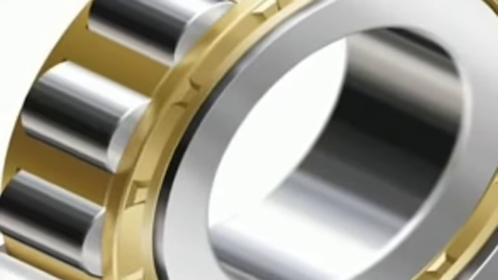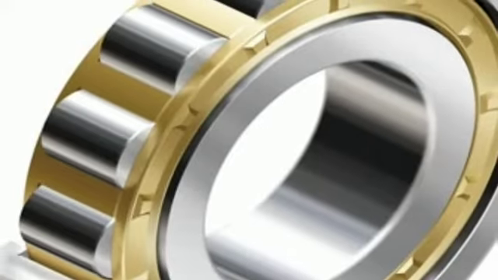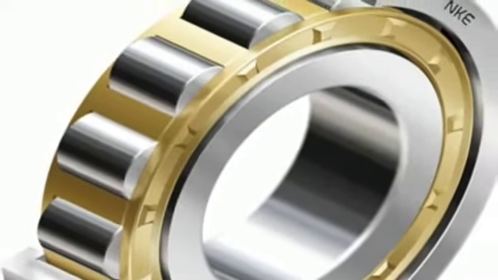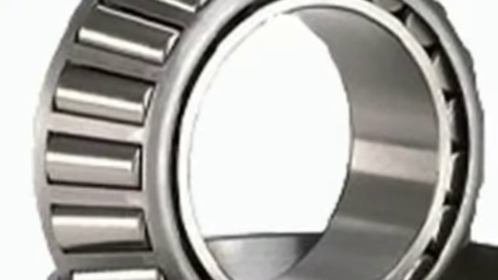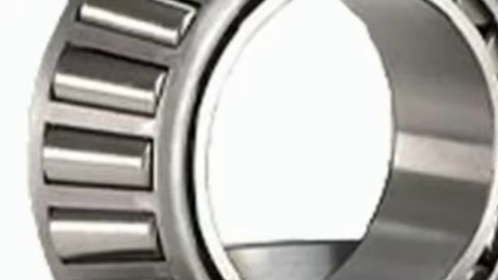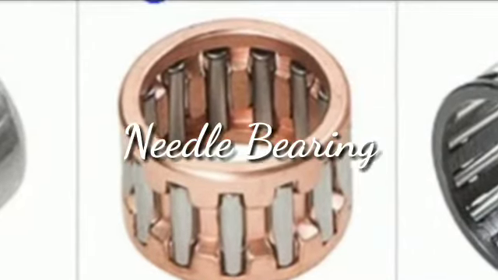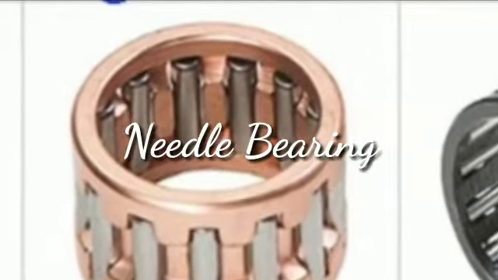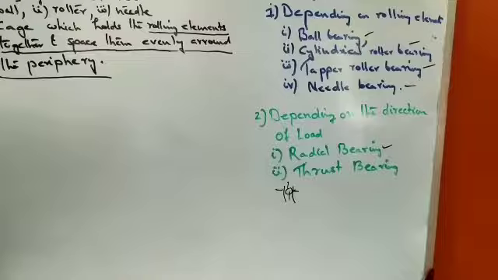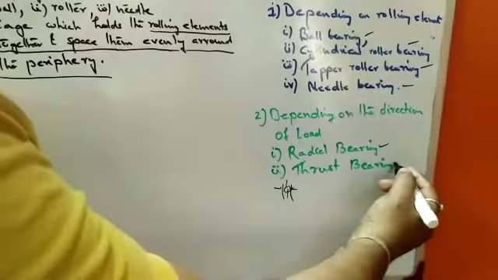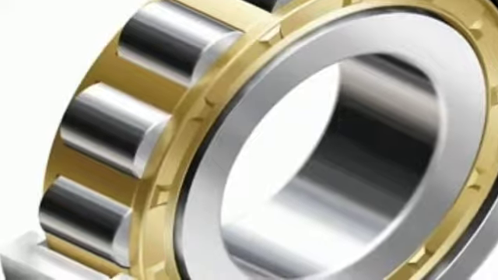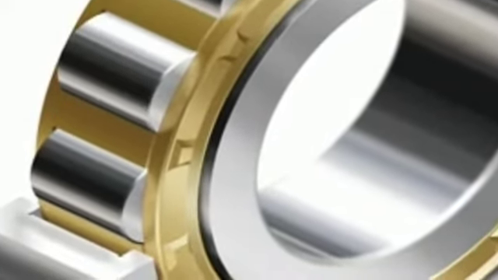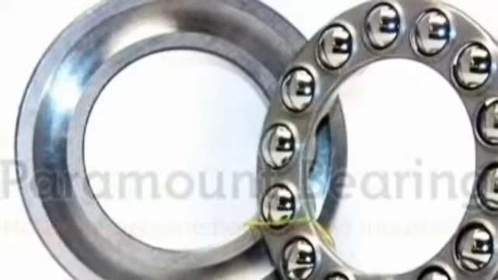This is an example of a cylindrical roller bearing. You could find the cylindrical rollers lying all over the periphery. This is an example of a taper roller bearing. You could see the taper rollers lying all throughout the periphery of the bearing. This is an example of a needle bearing, and the needles are also lying all throughout the periphery of the bearing. The direction of the load is considered in two parts: one is the radial bearing and another is the thrust bearing. This picture shows an example of a radial roller bearing. This picture shows an example of a thrust bearing.